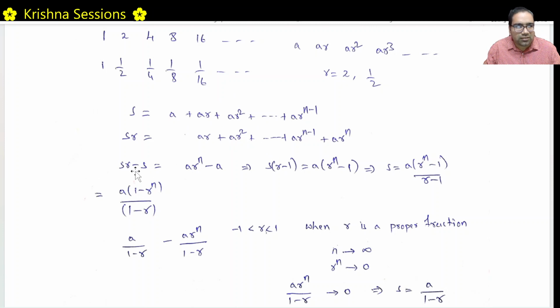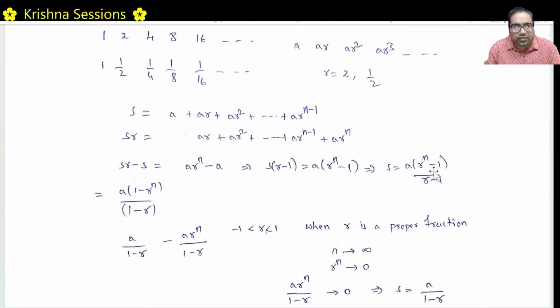Right. So let's simplify this. S into r minus 1 is equal to a into r power n minus 1. What does this mean? S is equal to a into r power n minus 1 by r minus 1. So what is our s? S is the sum of all of this, the sum of n terms. So here we go: the sum of n terms is a into r power n minus 1 by r minus 1. We have done this with sr minus s. If you do s minus sr, then it's the same thing.